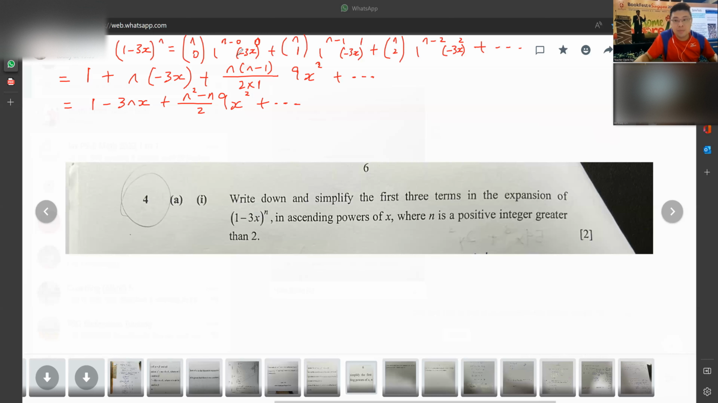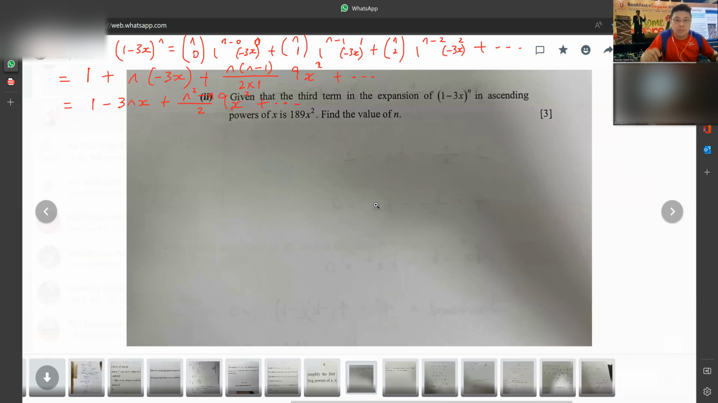Then part 2, right? Because it's all linked. Part 2, given that third term in the expansion in ascending is this, right? Okay, the third term is this fellow here. So you equate. Equal to 189 x squared. Okay, since the third term is this fellow, you equate.